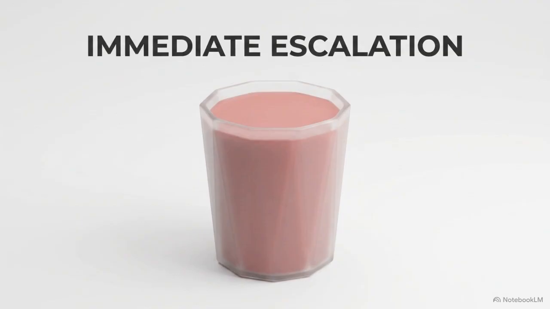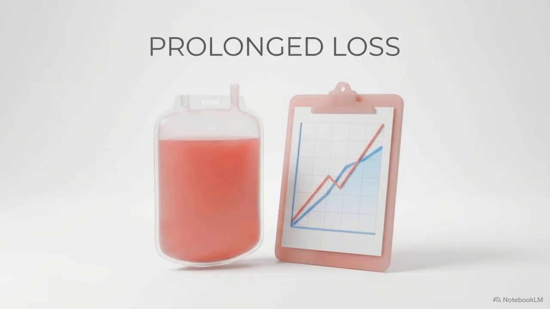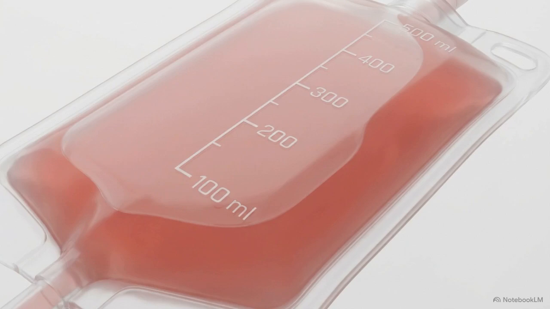Emergency thoracotomy is indicated if there is greater than 1.5 liters of immediate blood drainage upon insertion, or an ongoing loss of greater than 200 milliliters per hour for 3 consecutive hours. Beyond treating the mechanical failure, tube thoracostomy provides the volume data that dictates the threshold for emergency open surgery.